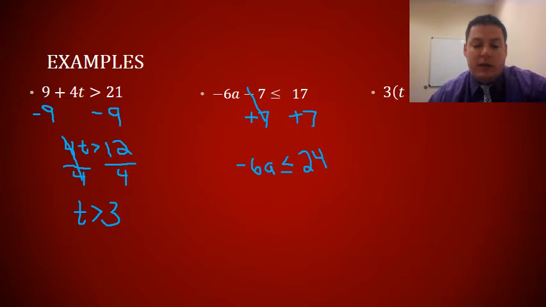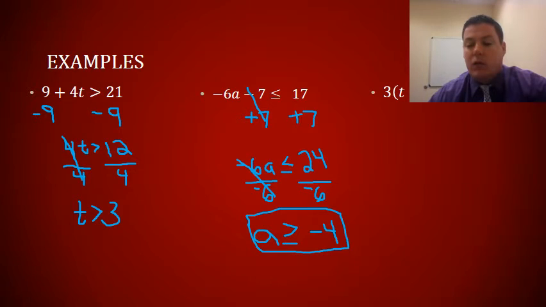My next step is to divide, because I have to undo the multiplication, and I'm going to divide by negative 6. A light should have gone off in your head. I said divide by a negative. When we're working with inequalities and we divide or multiply by a negative, we need to flip the sign. So while these negative 6's cancel out, this becomes greater than or equal to negative 4. So a is greater than or equal to negative 4.